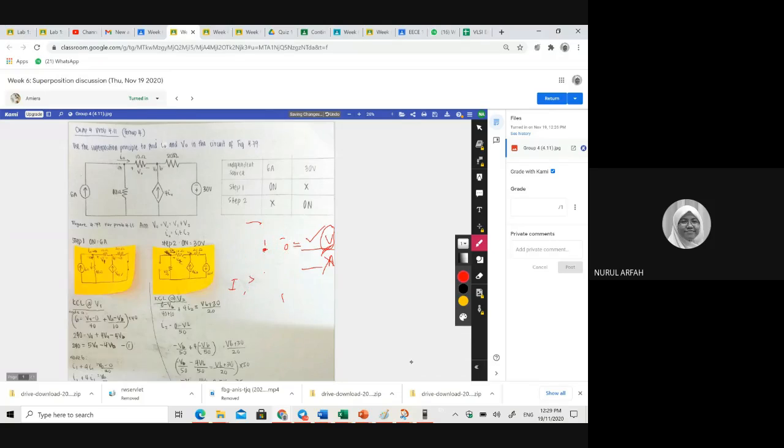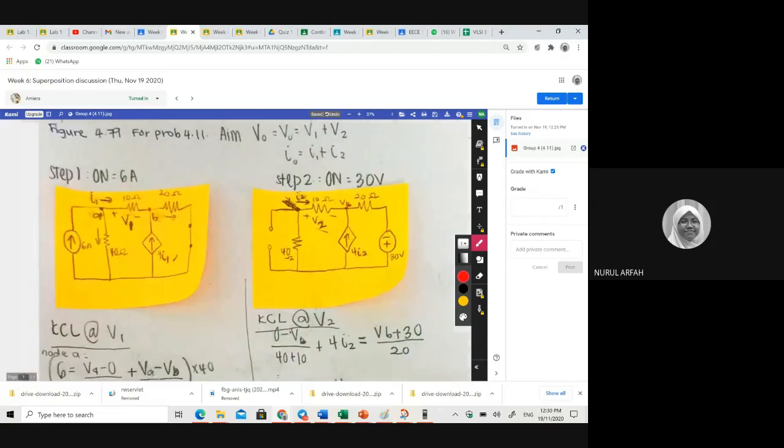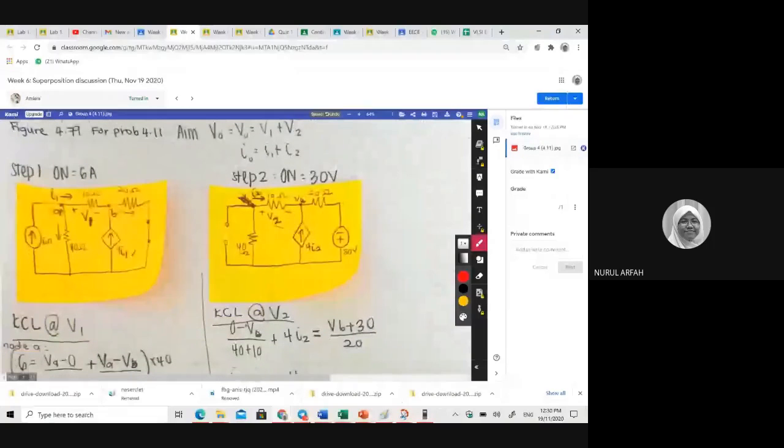Okay, let's go to our group number 4. For group number 4 here, we have two independent sources. So you have 2 steps. Okay, that's good. And then you have the dependent source. And if you look at your answer here, the group 4 answer, they keep the dependent source. Yes, this is correct. And then they turn on only one at a time for independent source.